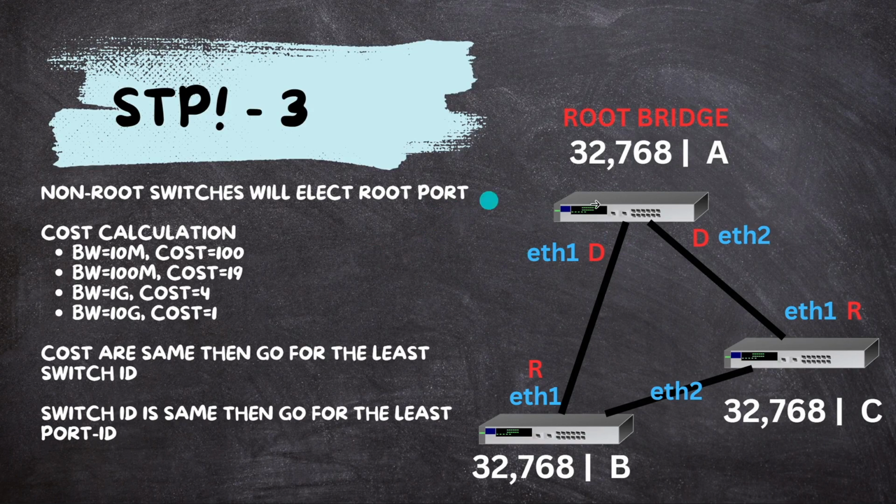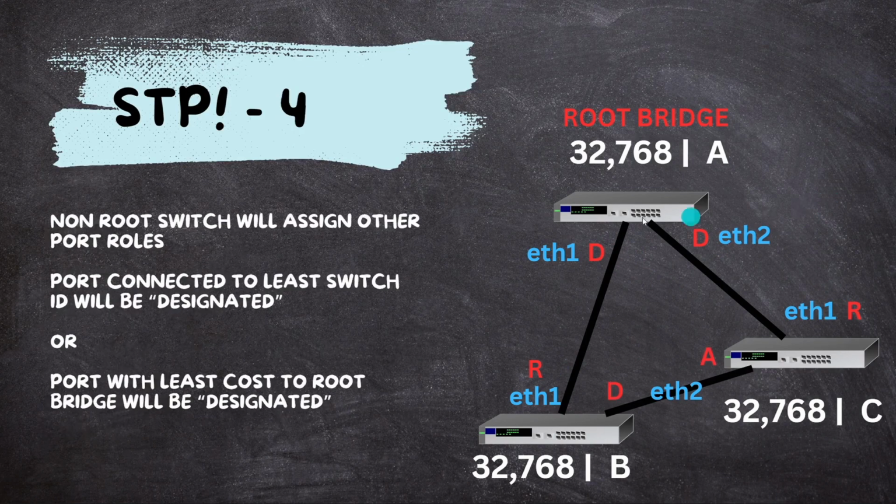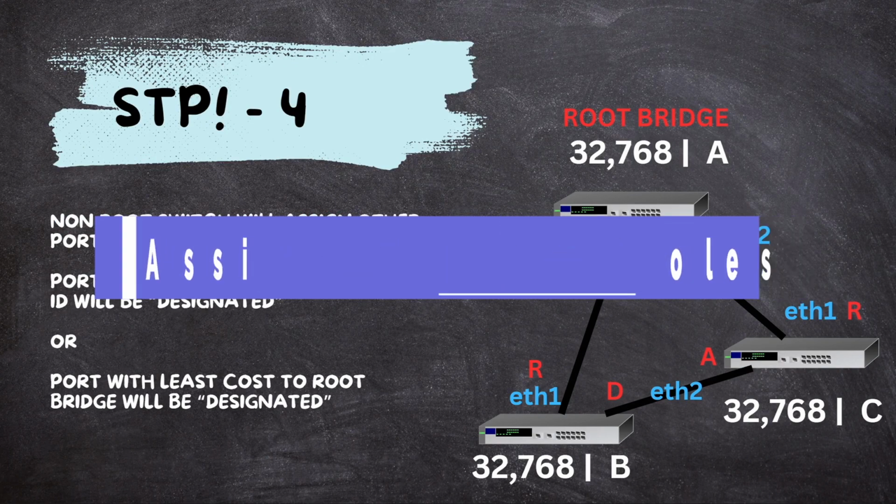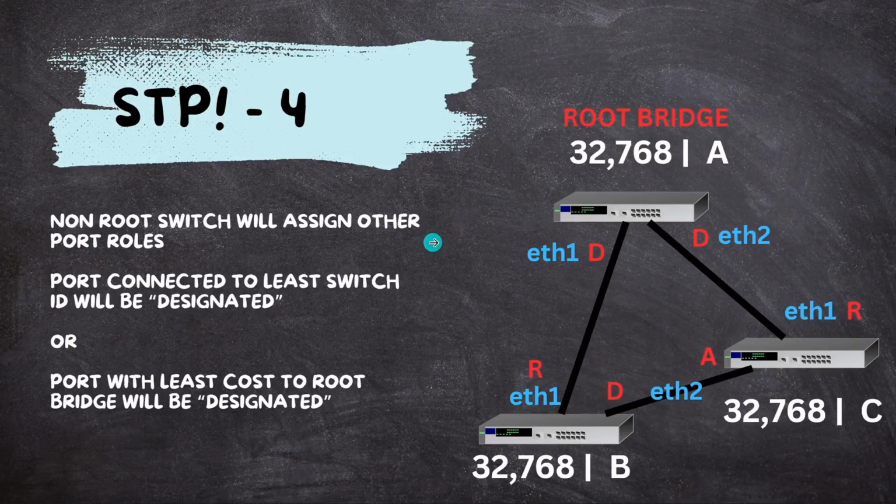So that's how the election of root port is being done. Now we have this port role assigned to it: designated, root and root. And now the last step, step 4, is that non-root switches will now assign other port roles. First it will assign root ports, then it will assign other port roles. The other port roles are designated, alternate, or backup. So these three will be assigned.